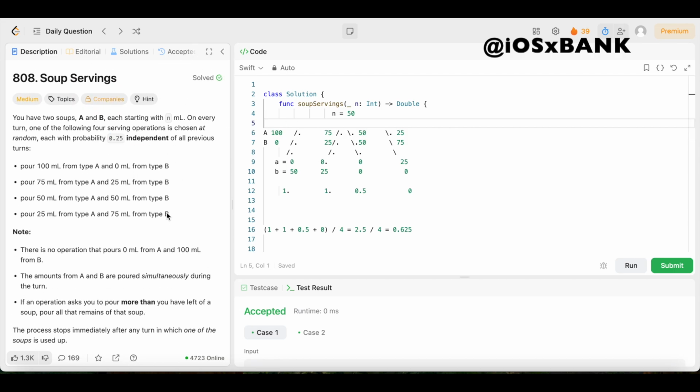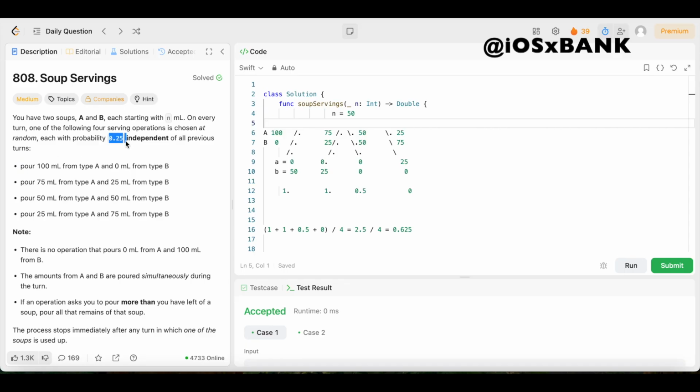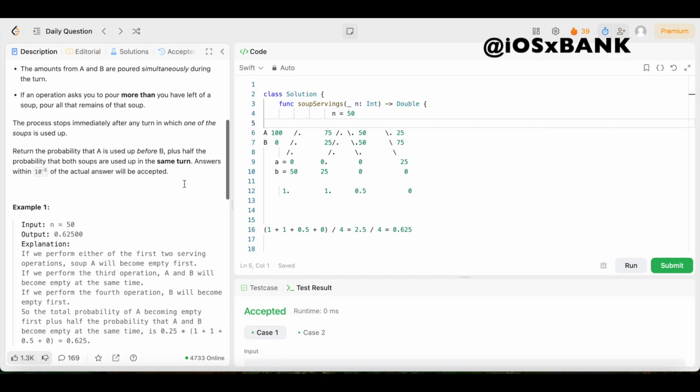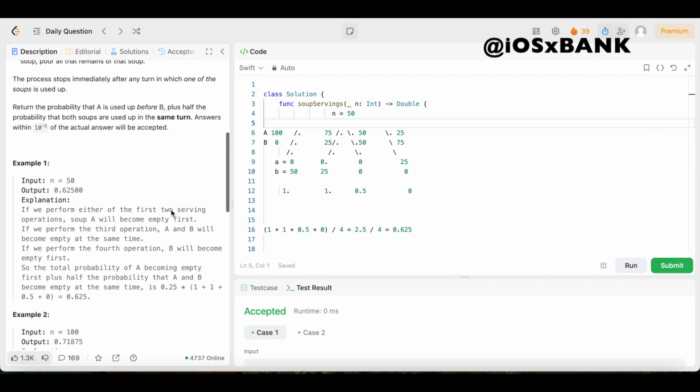Because there's four different options that we can choose from, each of them has a 0.25 chance of occurring, and then we multiply that by 1 plus 1 plus 0.5 plus 0, and that's going to equal 0.625. So let's break that down with this decision tree so you can actually see how the math works.